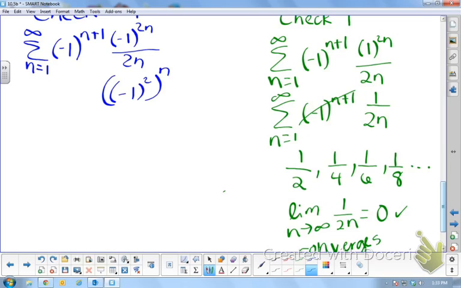If I have -1 squared to the n, is that the same as -1 to the 2n? Yeah. What's -1 squared? 1. Positive 1. So really, I have 1 to the n over 2n. And what's 1 to the n? 1. So again, this works out nice for us because I end up with the exact same series.